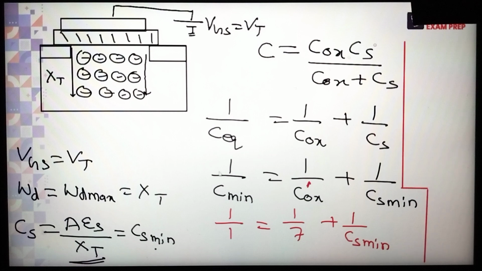So from this you can find the CS minimum is equal to 7 by 6 picofarad. Okay, now once you get the value, what is the CS minimum? A epsilon s upon ht, that is called maximum depletion rate, is equal to 7 by 6 picofarad minus 12.